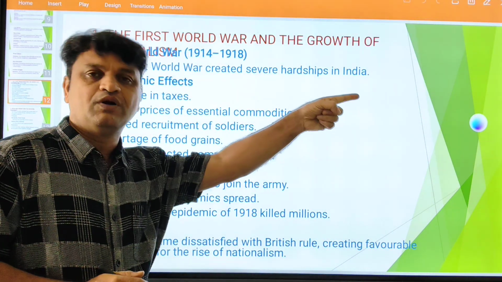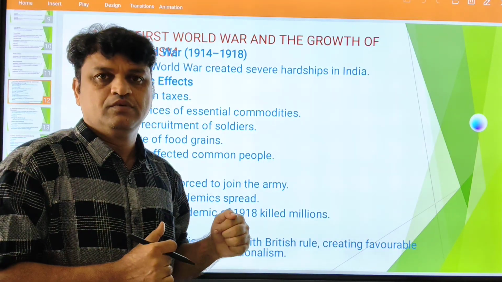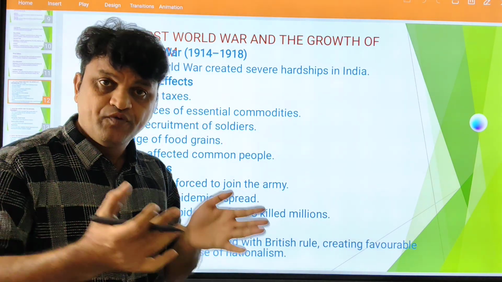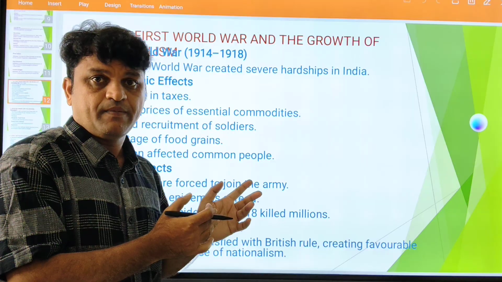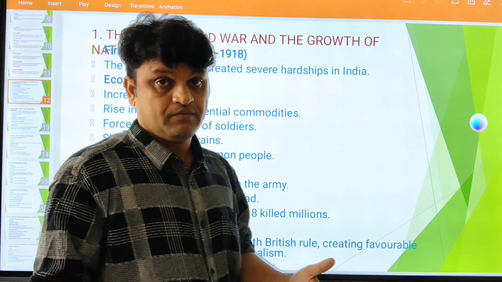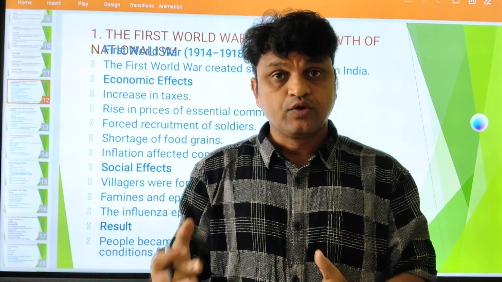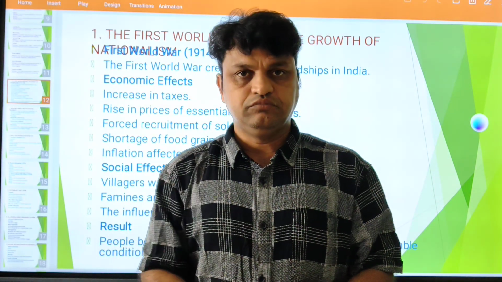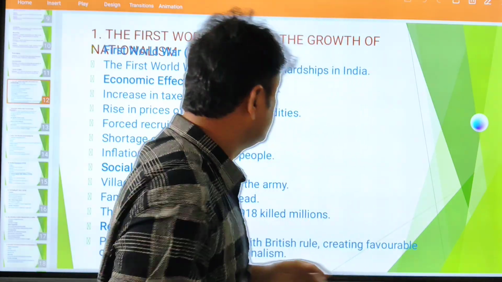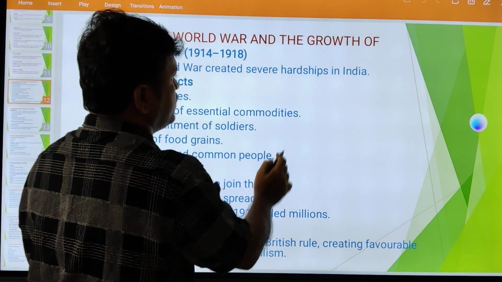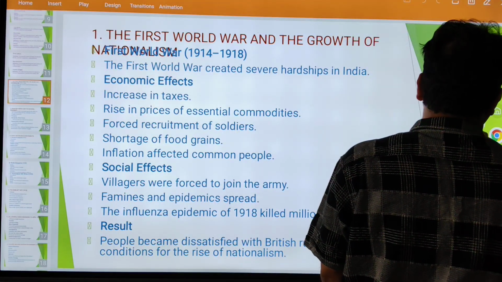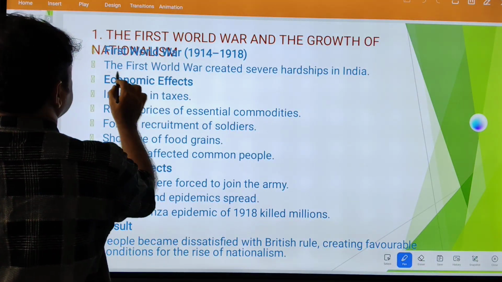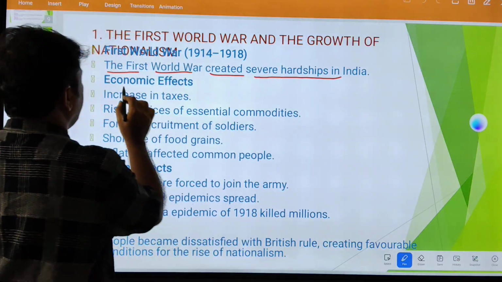So Britain was involved in the First World War, and it was part of which group? Allied group. So now Britain is forcing Indian people to pay taxes and to supply food to Britain. And there was one more, conscription, meaning forced military service. They are recruiting our rural Indians to join the army to fight on behalf of Britain in Europe. So this was the main theme. Now tell them, the First World War created severe hardship in India.